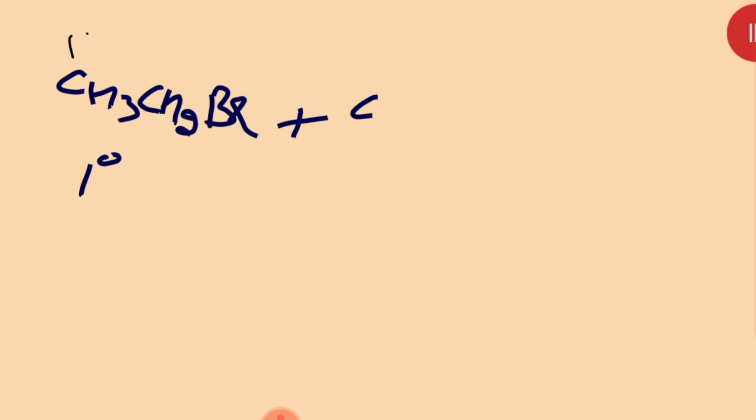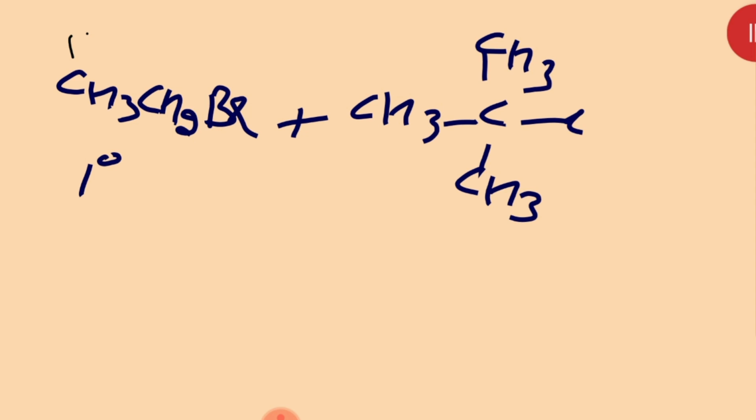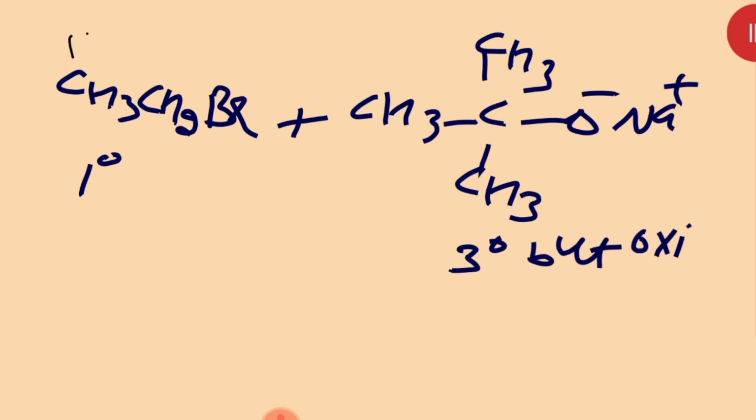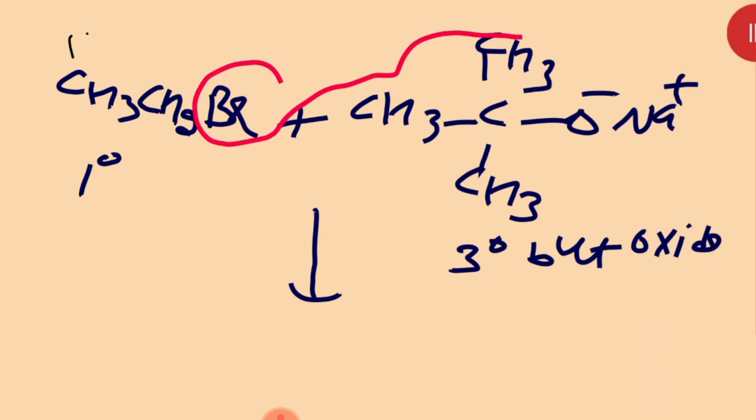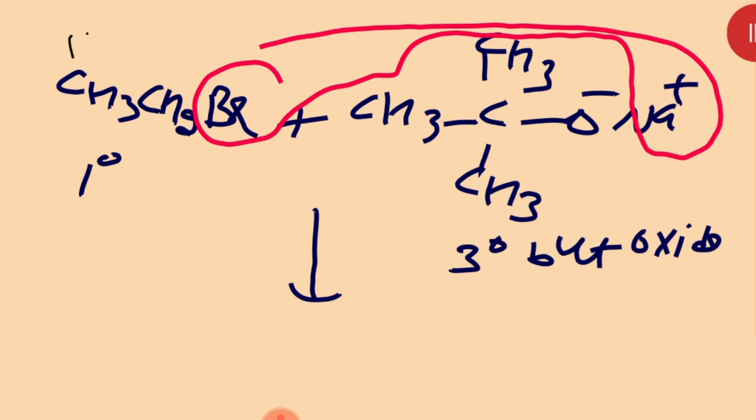an oxide group. Which oxide am I taking? See all of you. I am taking tertiary butoxide. Okay, it's a tertiary butoxide. But a reaction can be done. This Na and Br can be removed from there.